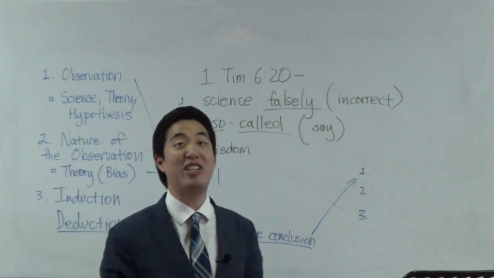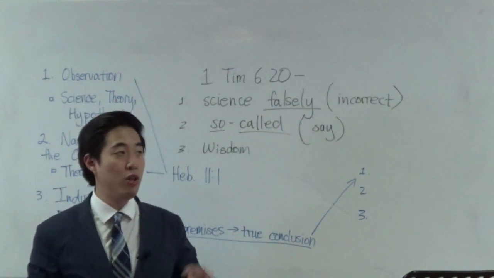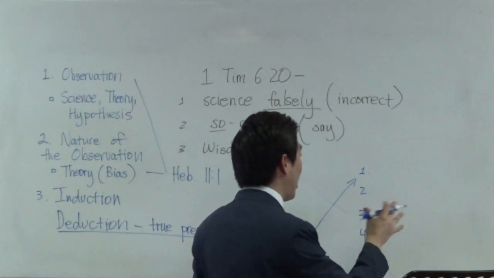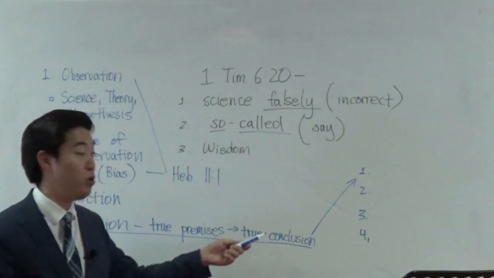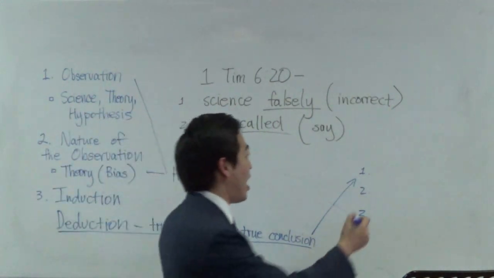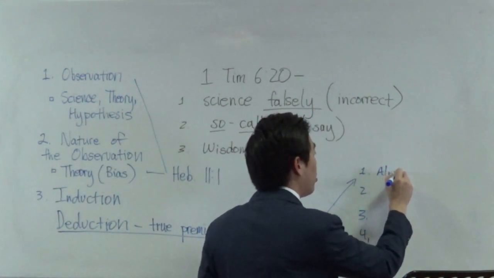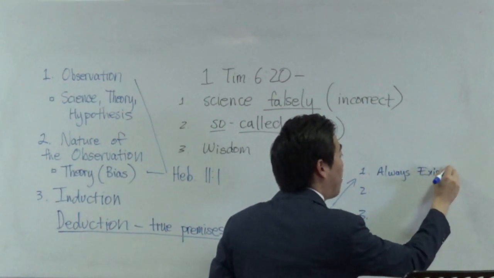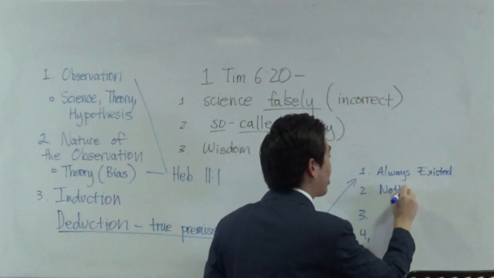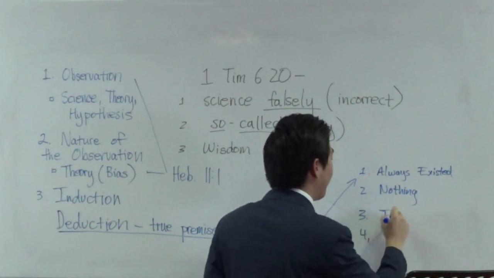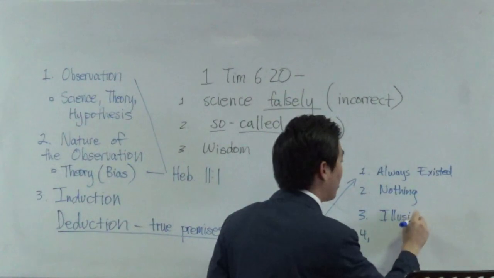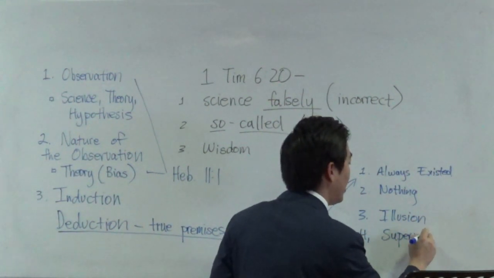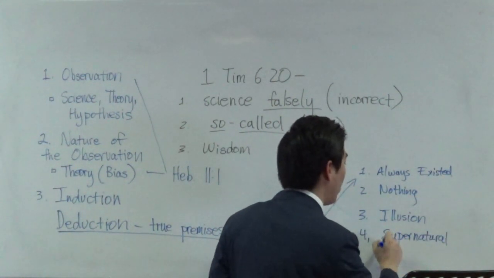I use the laws of thermodynamics on this, right? So there are only four possibilities no matter what. Through this, you're going to have to add the premises and lead to a conclusion. You're either going to have to say that the universe always existed, or that it was created by nothing, or that it's an illusion, or you're going to have to say that something supernatural, something outside the realm of science, did it. That's the problem right there.